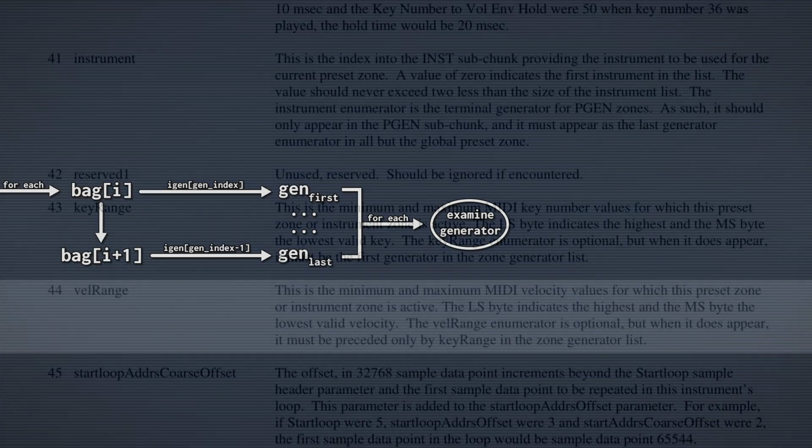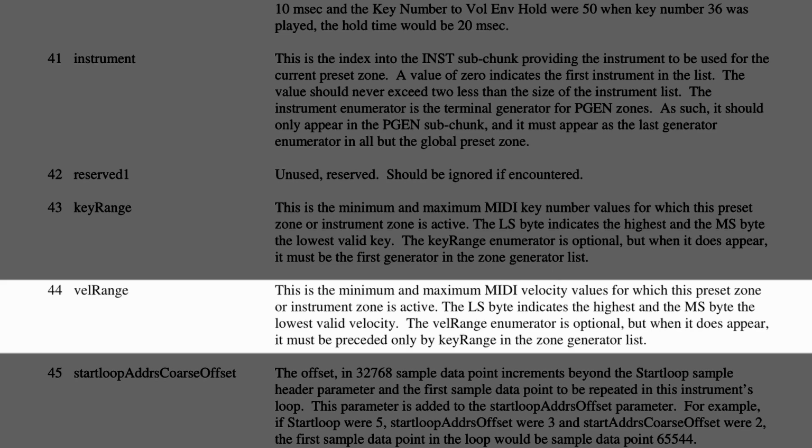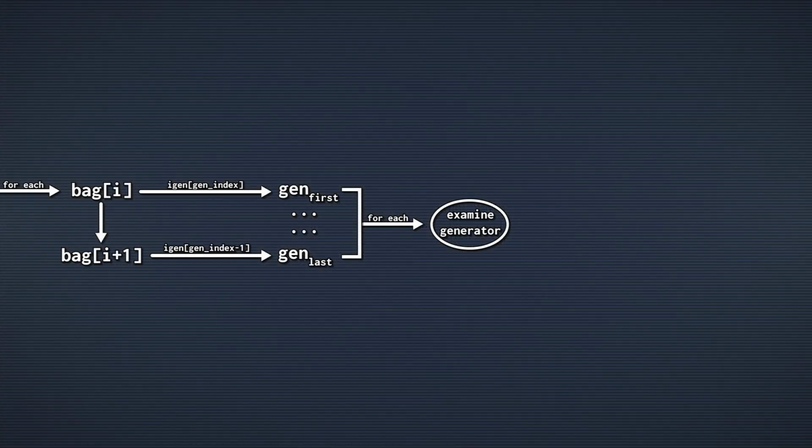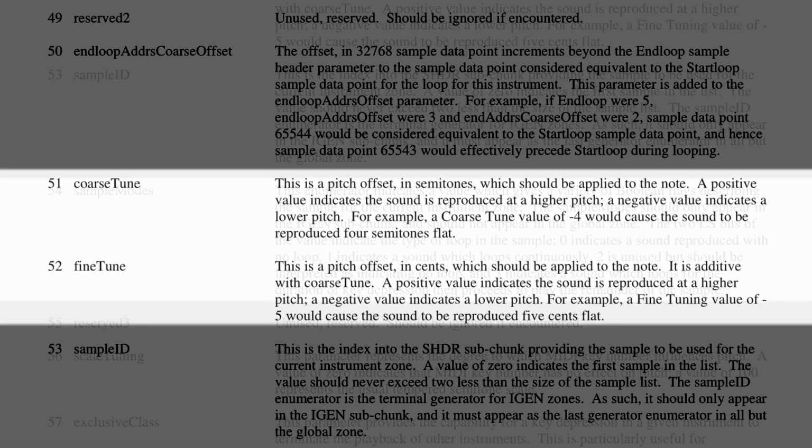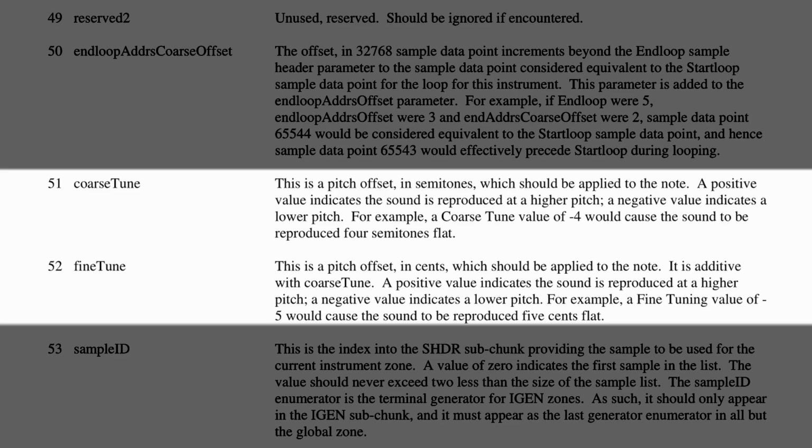The same goes for key velocity, so how hard a key is pressed. The velocity range can be defined with generator 44, and it can separate instruments by key velocity, although I haven't seen this actually used in a Soundfont myself. Also important is the sample mode generator. This one tells us if and how a sample loops. As you can see here, its value is either 0 for no loop, 1 for a continuous loop, or 3 for a loop that only persists while the key is held down. And there are the coarse tune and fine tune generators I mentioned earlier. These just tell us to shift a sample's pitch by some amount.